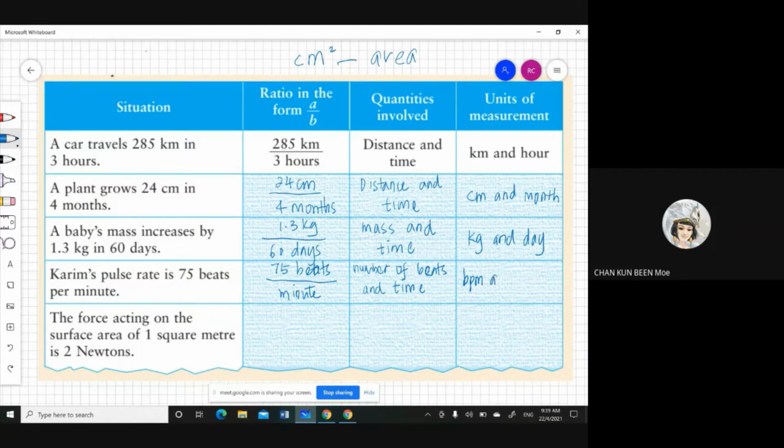Okay, and what is the other unit of measurement? This one is referring to the same one, right? Which is also minutes. So it's BPM and minutes.